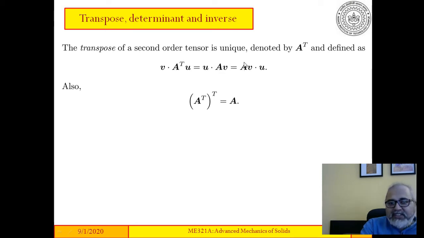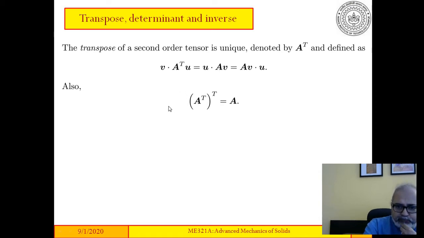Which is the same as, since the dot product doesn't care about the order of these two vectors, AV is a vector, you can put it at the beginning, U at the end, so these two things are obviously equal. The operational definition is that A transpose operating on a vector and pre-multiplied with another vector V is the same as the tensor itself operating on V and being pre-multiplied with U. And one thing you would note from here, and it is also possible to prove, is that the transpose of the transpose of a tensor is the tensor itself. So these are the operational definitions of a transpose.